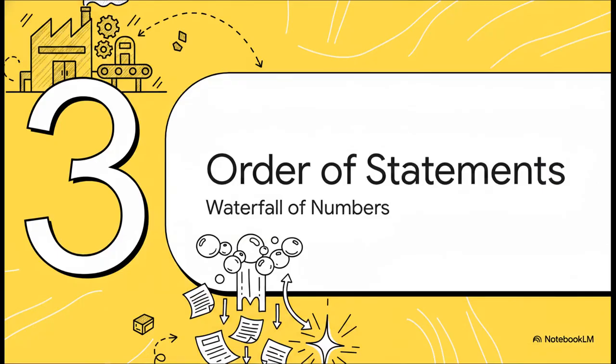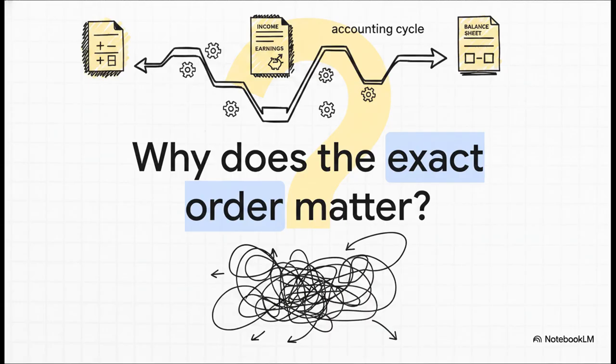Which brings us to part three, the order of financial statements, or as I like to call it, the waterfall of numbers. Now that we've crossed the bridge and sorted out all our raw materials, we are officially on the manufacturing floor. But here's a super common trap learners fall into: viewing these reports as totally disconnected documents that you can whip up in whatever random order you feel like. So we have to ask the big question. Why is the sequence of these statements absolutely rigid?